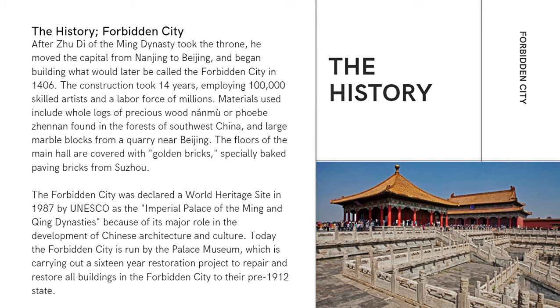The Forbidden City was declared a World Heritage Site in 1987 by UNESCO as the Imperial Palace of the Ming and Qing dynasties. Because of its major role in the development of Chinese architecture and culture, today the Forbidden City is run by the Palace Museum, which is carrying out a 16-year restoration project to repair and restore all buildings in the Forbidden City to their pre-1912 state.